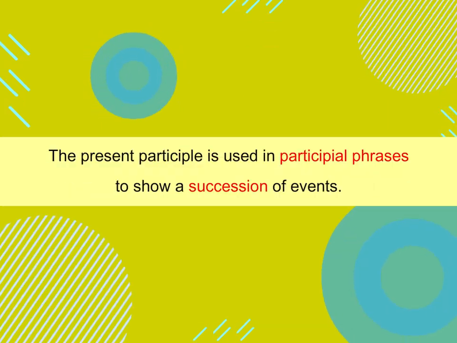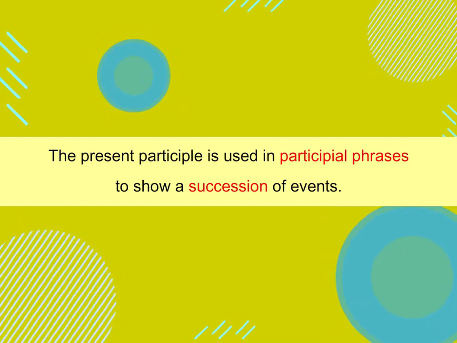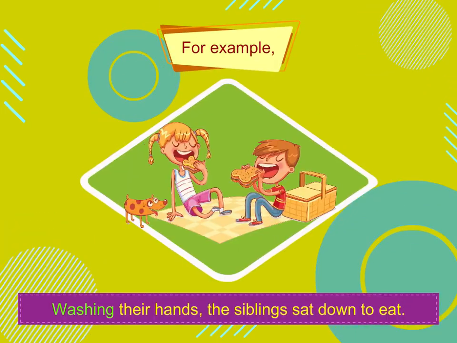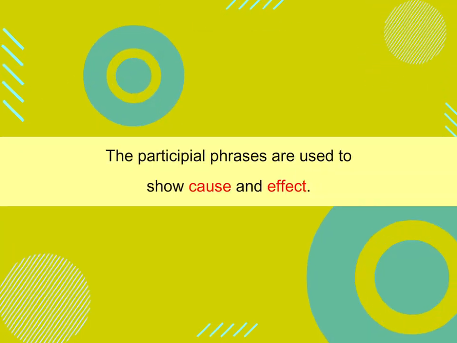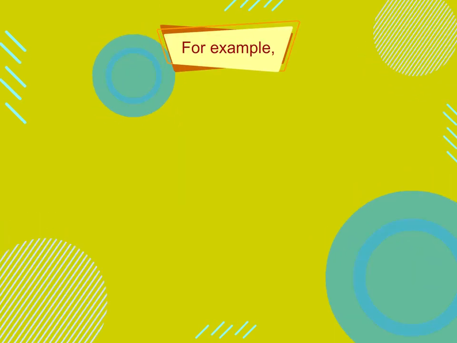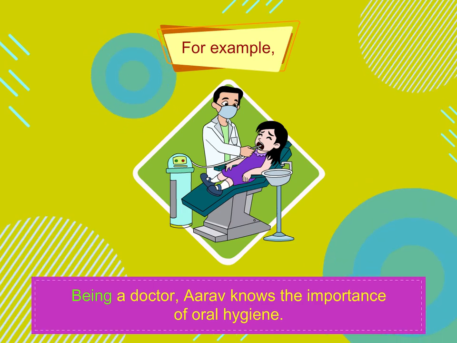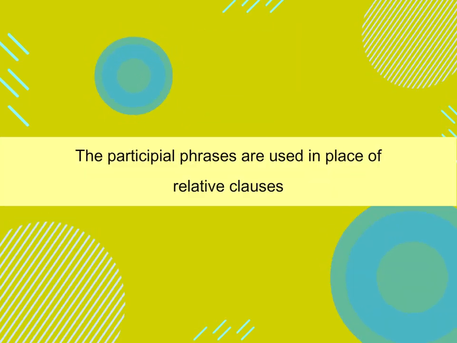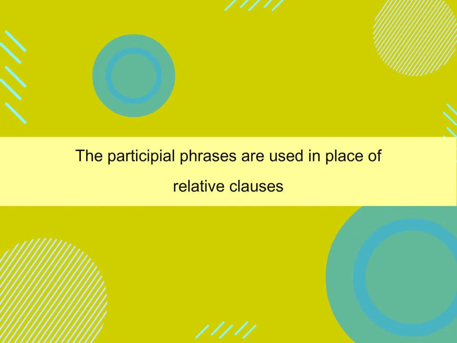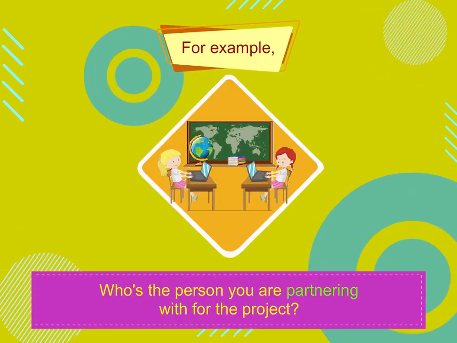The present participle is used in participial phrases to show a succession of events. For example, washing their hands, the siblings sat down to eat. The participial phrases are used to show cause and effect. For example, being a doctor, Arav knows the importance of oral hygiene. The participial phrases are used in place of relative clauses. For example, who's the person you're partnering with for the project?